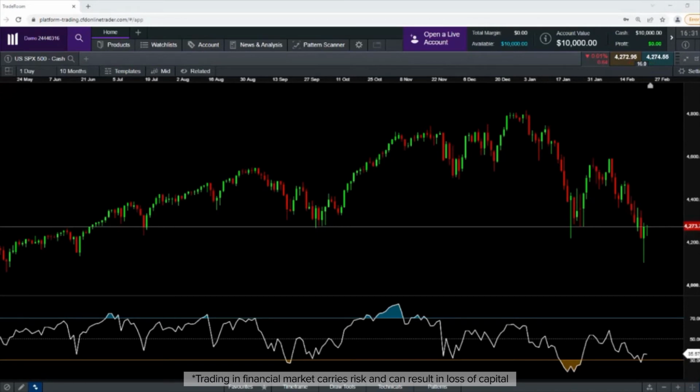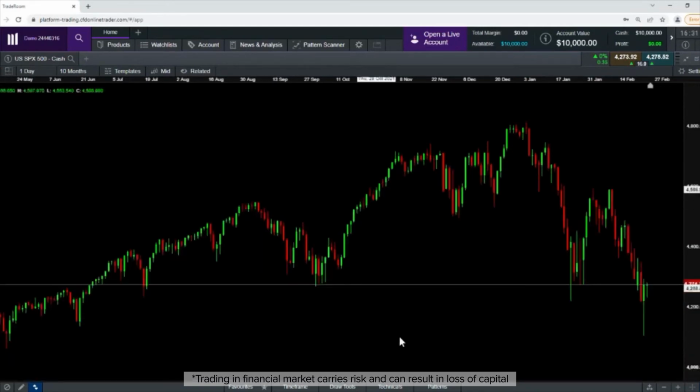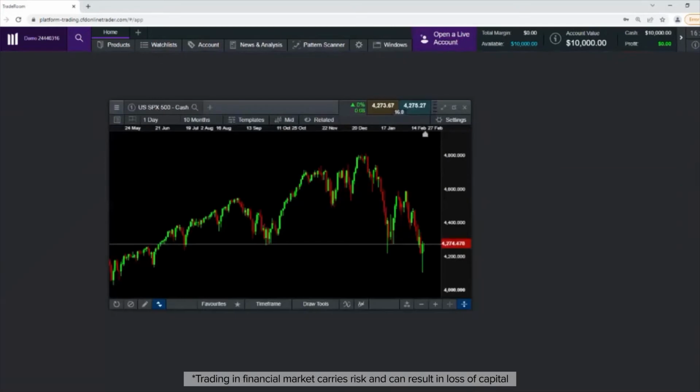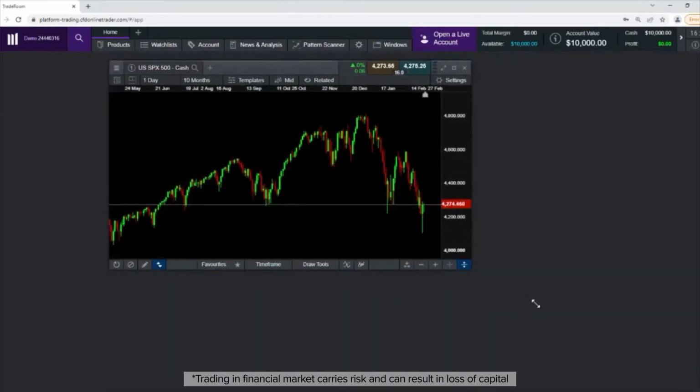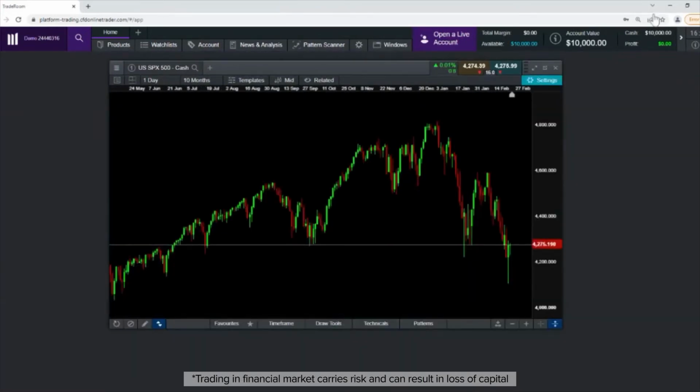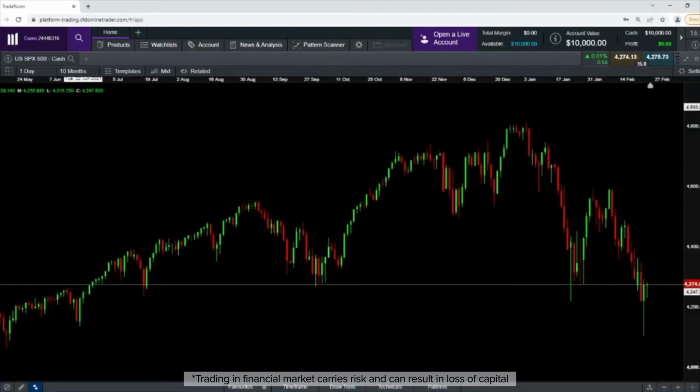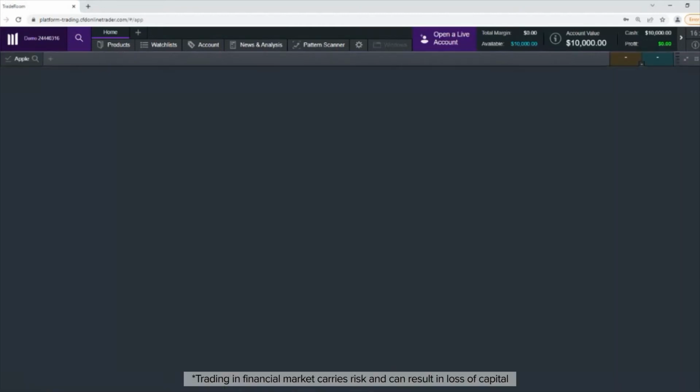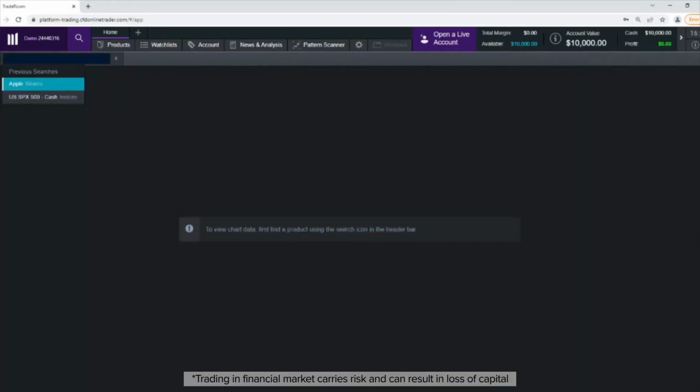We are looking at the same index. Now let's start from the beginning. Let me just close all of this. You see the RSI. All right, so this is your chart. Now to keep it simple for everyone, let's just look at an instrument that we are all familiar with. Let's look at Apple. I'll keep SPX open as well.